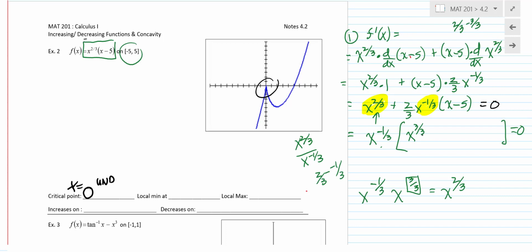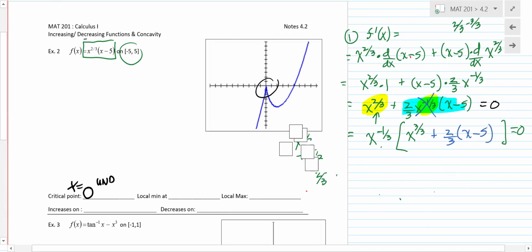Does that make sense? Okay, I just looked at what do I add to negative 1/3 to get 2/3? I got to add 3/3. Just figure it out logically. Now what goes here is this stuff, okay? You took out the 1/3, so what are you left with when you take that out? 2/3 x minus 5, okay?